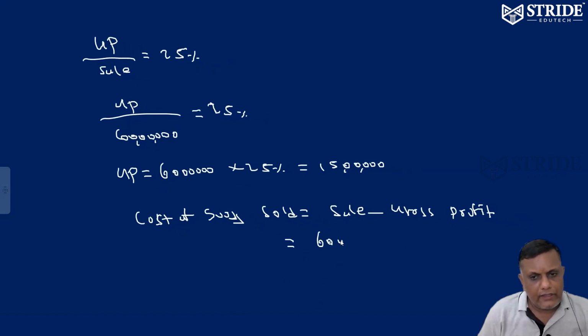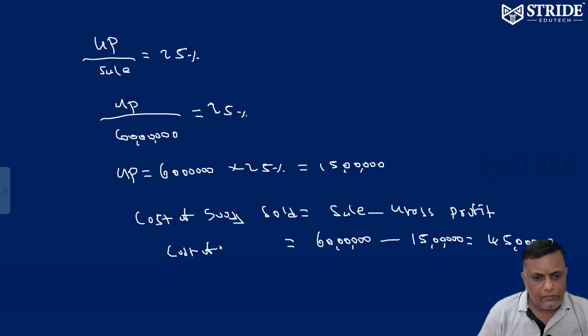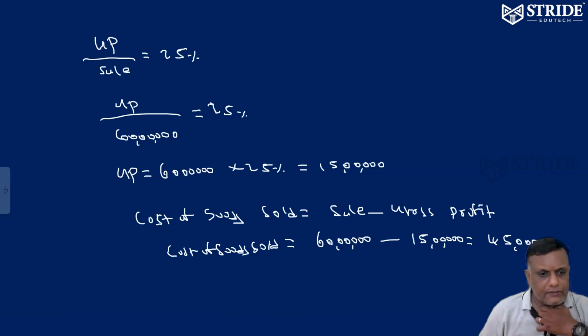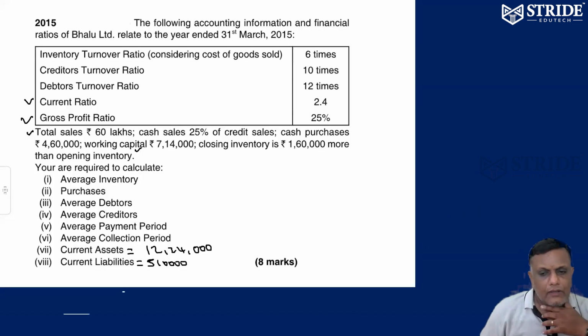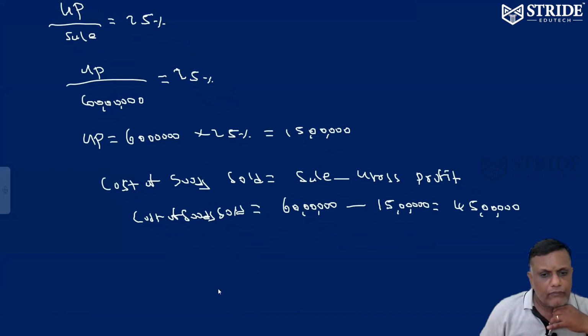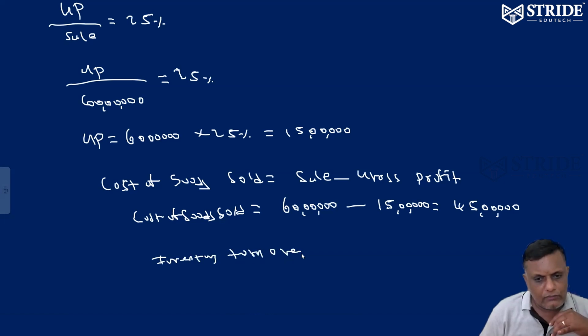Sale is 60 lakhs, gross profit 15 lakhs. 60 minus 15 is 45 lakhs. That is going to be the cost of goods sold, 45 lakhs. Once cost of goods sold is known, we can use the inventory turnover ratio.